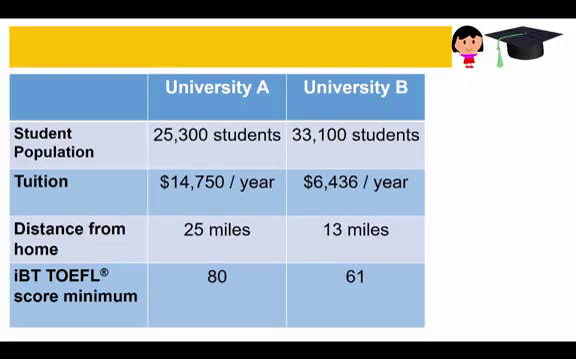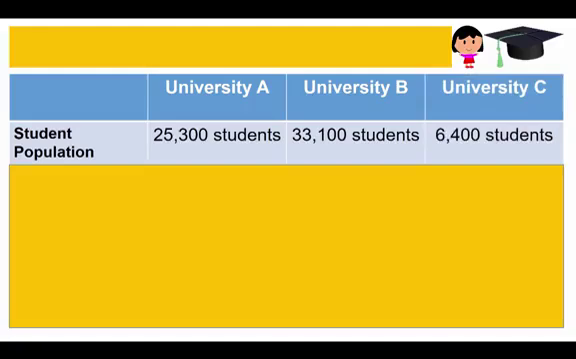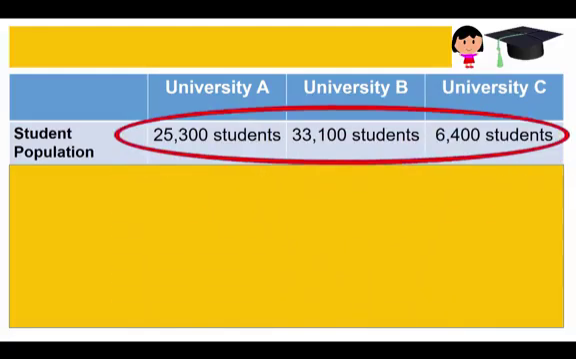Okay, some of you are thinking, well, what happens if I want to compare more than two things? Good question. Let's add one more school to our chart, University C. Now that I look at C and compare it to A and B, I can say that school C is the smallest school with 6,400 students.